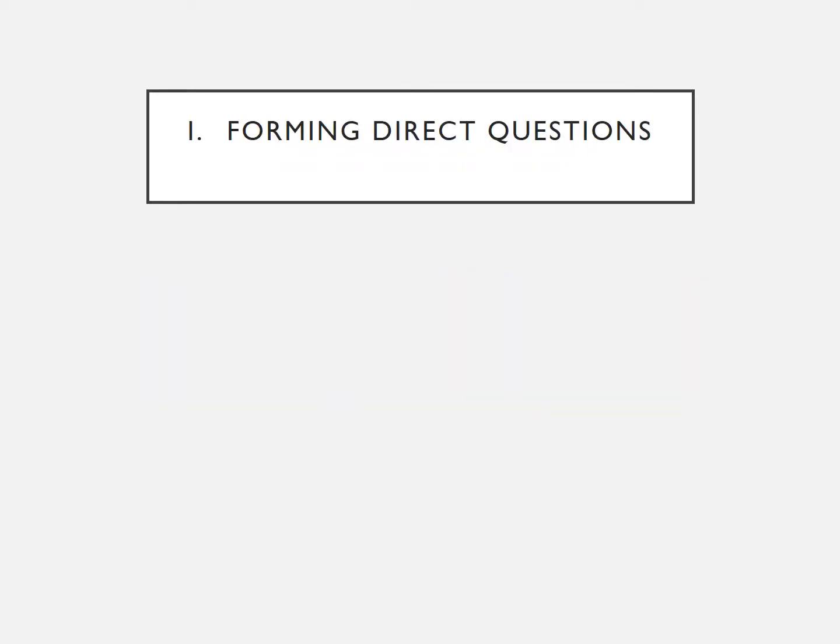First, forming direct questions. Questions in English are usually characterized by inversion of the subject and the first verb in the verb phrase. The first kind of question is questions that can be answered with a yes or no.